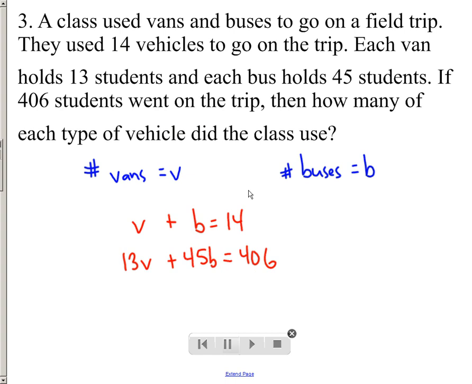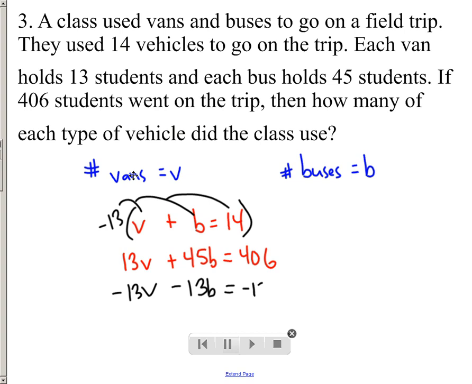So if we add up all the kids, those numbers are totally different than that 14 vehicle number, right? So that's the reason we stuck the 13, the 45, and the 406 all together in that equation. We're ready for elimination. I'd like to change the first one to where it becomes -13b, so I'll multiply it by -13. And you can see the results of distributing that -13 through the whole first equation there.